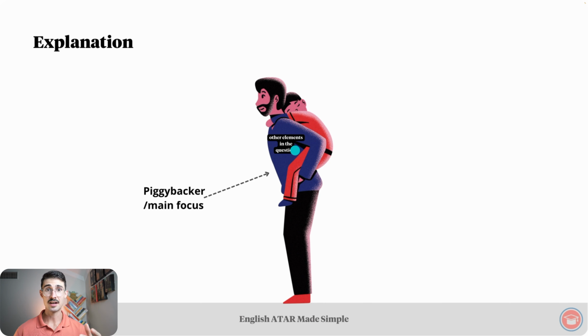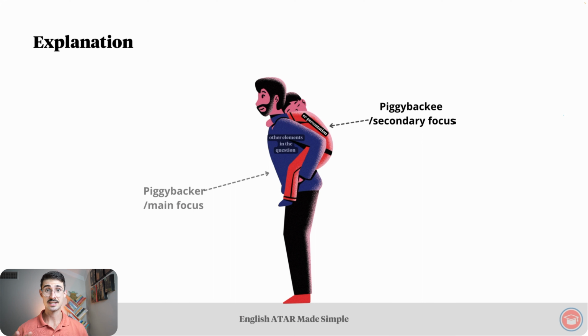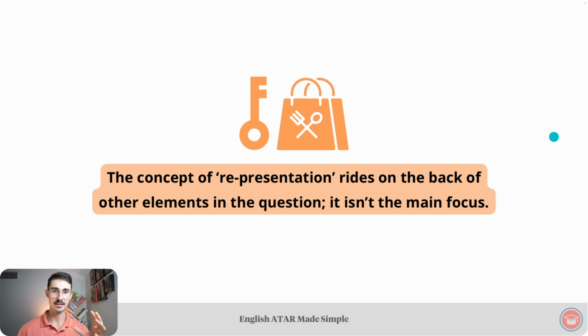Note that the other elements in the question just refers to those 8 things that we listed off in answering question 4. These 8 things are the other elements in the question. On the other hand, the piggybackee is the secondary focus of the question. In other words, the concept of representation is the secondary focus when you're answering a question. All of this is to say that the concept of representation rides on the back of other elements in the question. It is not the main focus of the question.